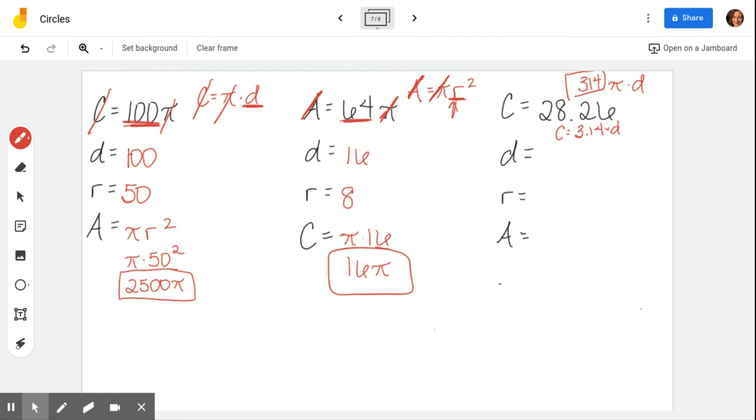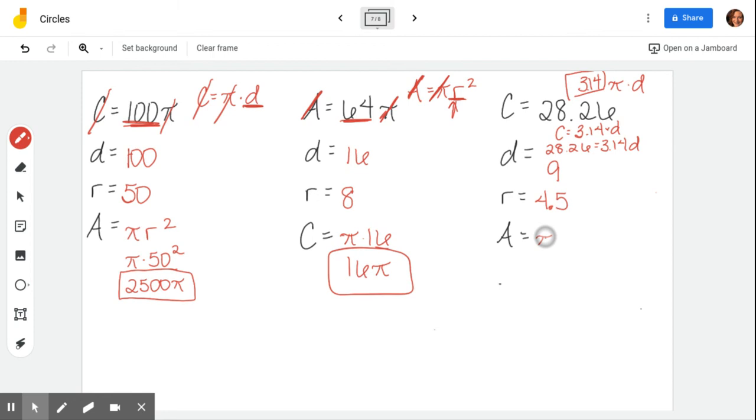My circumference is 28.26. So to get 28.26, I took 3.14 times whatever the diameter is. It's a one-step equation. I'm just needing to know, what do I multiply 3.14 by to get that answer? Opposite of multiplying is dividing. So I'm going to do 28.26 divided by 3.14, and I get 9. My diameter is 9. The radius would be half of that, so my radius would be 4.5.